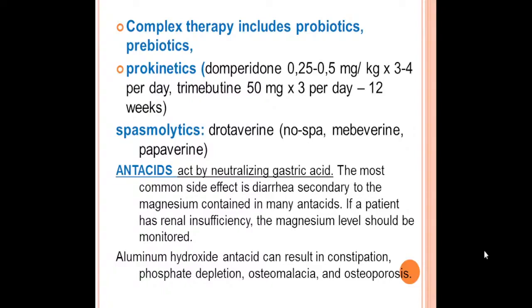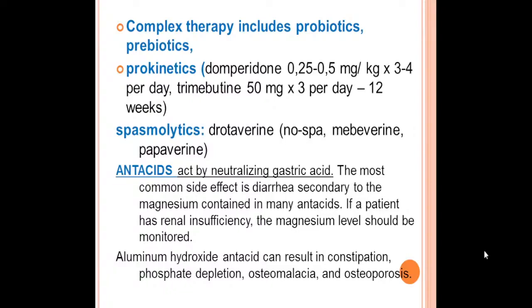of the mucosa of the gastrointestinal tract. Maybe spasmolytics. If there is severe pain, spasmolytics such as drotaverine, no-shpa, mebeverine, papaverine work well in a short period, maybe 5 days, maybe 7 days, until the pain syndrome decreases.